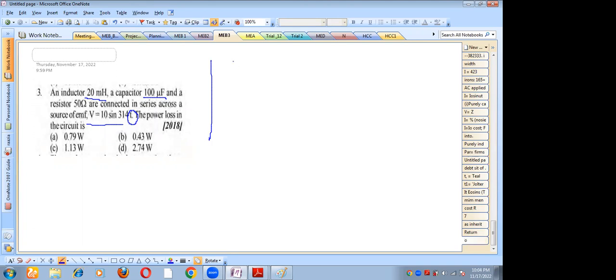How to find power loss? Power loss means average power. So P average, we know the formula. What is that? P RMS is E naught by root 2 into I naught by root 2 cos phi. Yes, V RMS, I RMS. So V RMS we know, I RMS we can calculate, and cos phi.